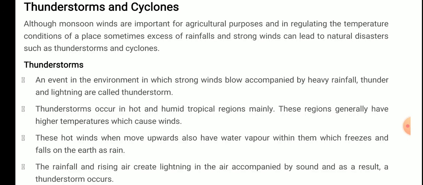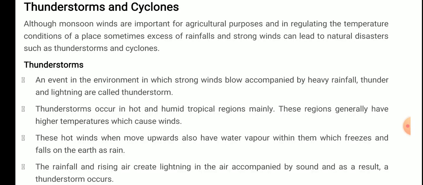So an event in the environment in which strong winds blow accompanied by heavy rainfall, thunder and lightning is called a thunderstorm. Thunderstorms occur in hot and humid tropical regions mainly. These regions generally have higher temperatures which cause winds. These hot winds, when moved upwards, also have water vapor within them which condenses and falls on earth as rain. Similar to the water cycle, water vapor evaporates, and going up in the atmosphere the temperature is low, so it condenses, forms water again, and falls as precipitation or rainfall.